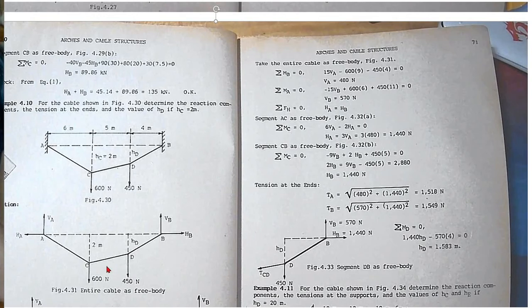And then, dagdagan natin ngayon yung required. For example, kailangan natin malaman yung tension force dito sa CD. Dahil, alam na natin yung tension force sa AC, which is TA. Dito naman sa DB, it is TB. How about TCD dito, no? So, we will try to solve that.